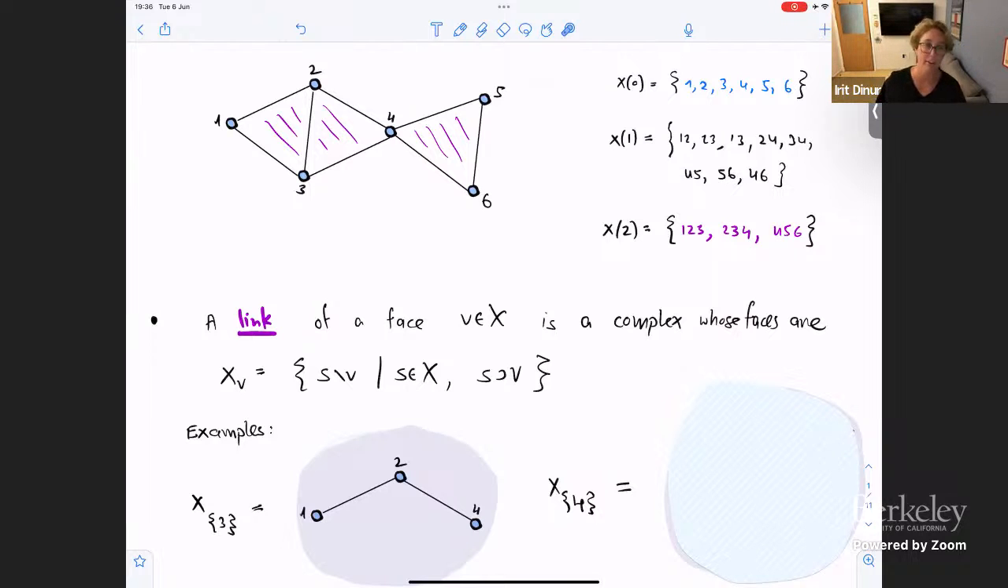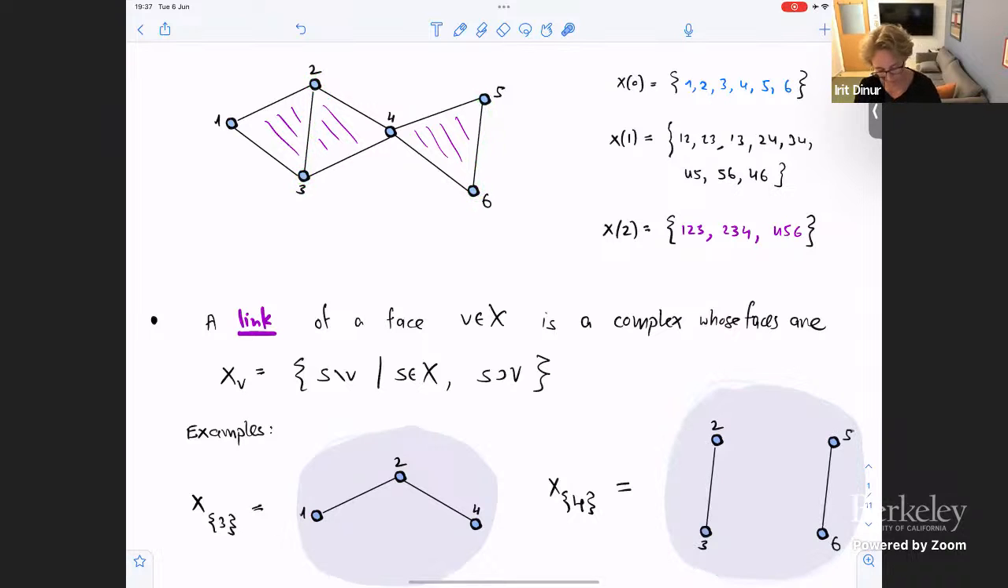The vertices are the neighbors of the vertex 3: 1, 2, and 4. And the edges are the result of taking the triangles and removing our vertex from them. So what's the link of the vertex 4 in this example? Again, I have a vertex for every neighbor, and I have 2 triangles, so it's going to give me 2 edges, and this is exactly the link. And notice that in this case, the link of the vertex 3 is connected, but the link of the vertex 4 is actually not connected.